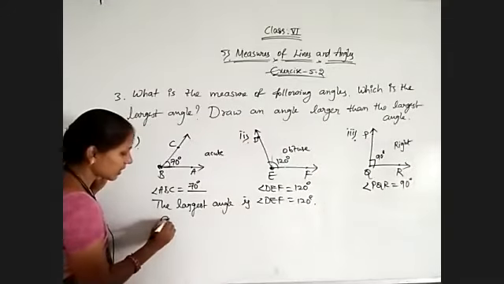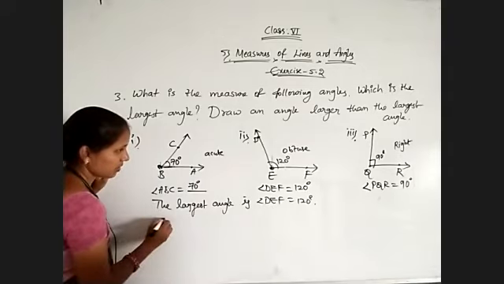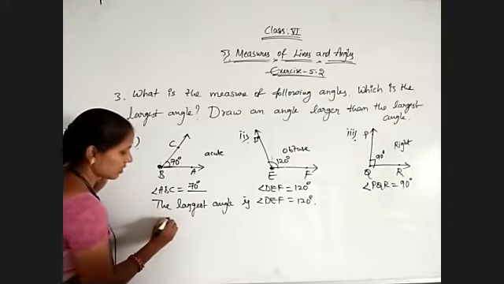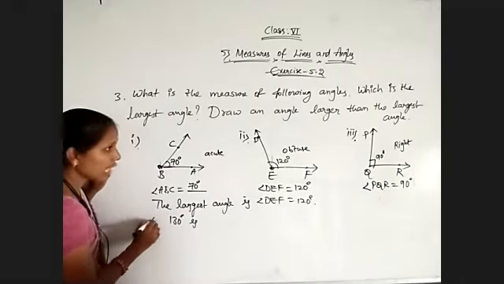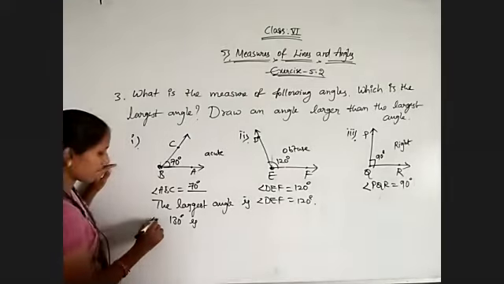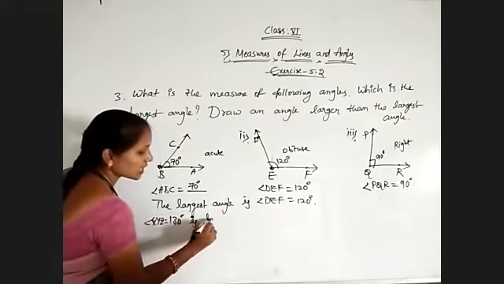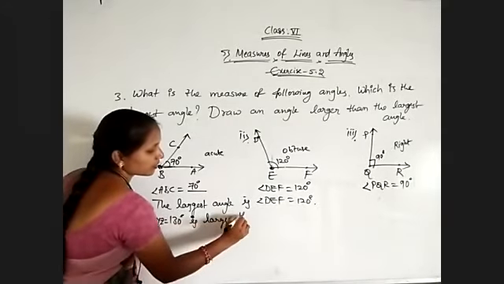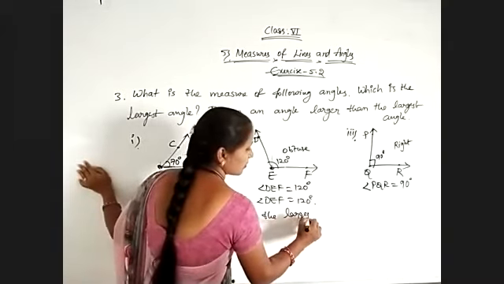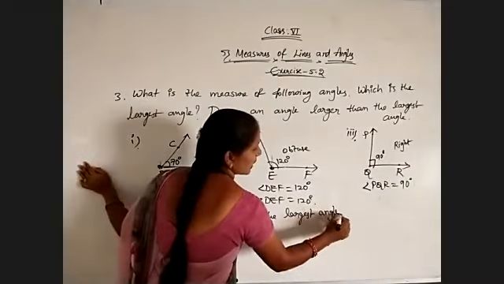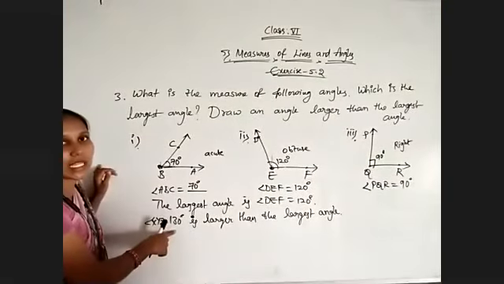So I am constructing more than 120 degrees. I am using 130 degrees, with the letters angle XYZ equal to 130 degrees, which is larger than the largest angle, that is 120 degrees. So I want to construct this 130 degrees.